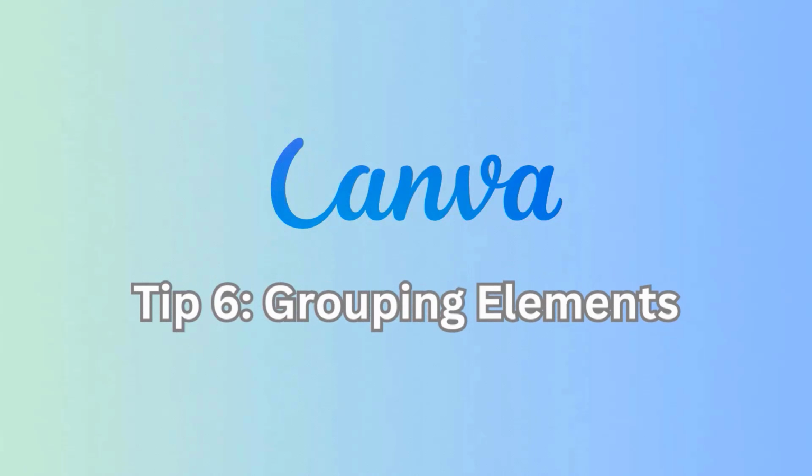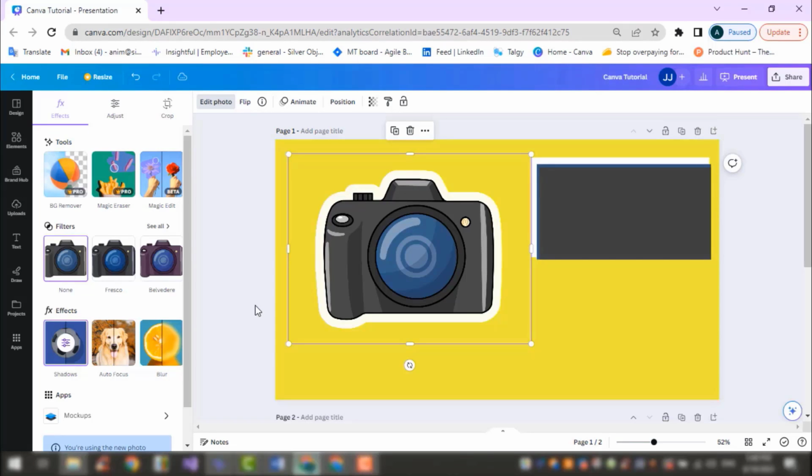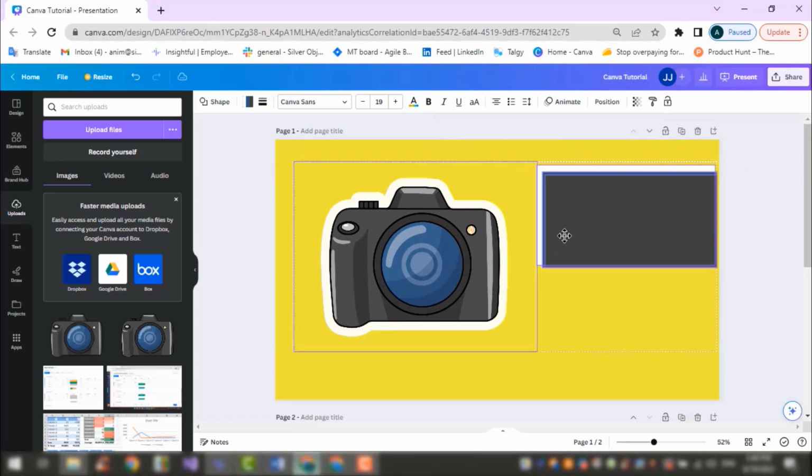The next tip is called Grouping Elements. If you want to group the elements, you can highlight all those elements and move them as one.